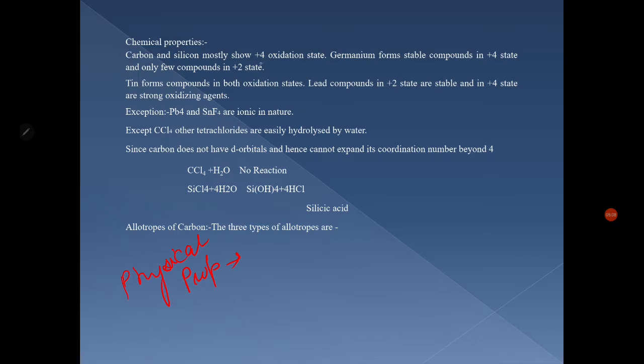Now we are talking about oxidation states. Carbon and silicon mostly show the +4 oxidation state. Germanium forms stable compounds in the +4 oxidation state, and a few compounds can be formed in the +2 oxidation state. Tin forms compounds in both oxidation states. Lead compounds in the +2 oxidation state are stable, and +4 compounds are strong oxidizing agents.